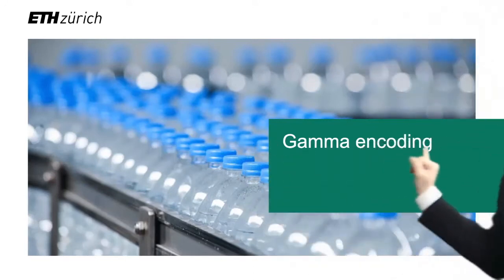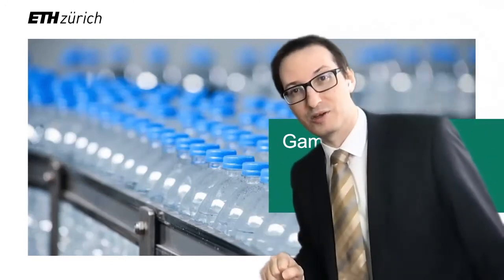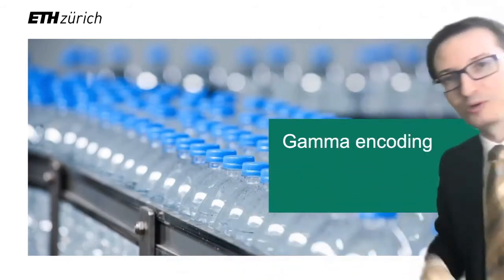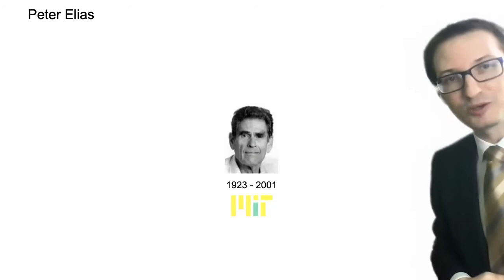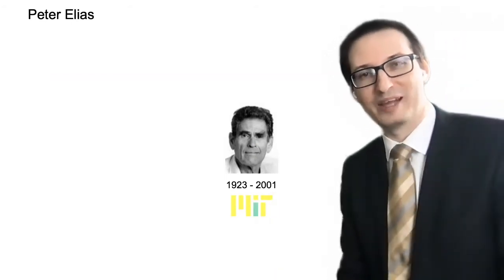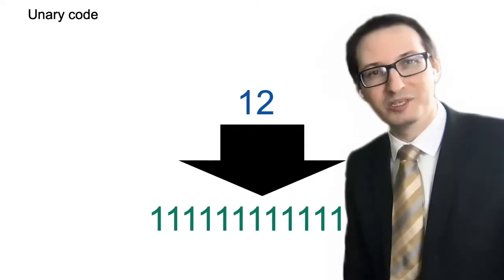It's called the gamma encoding because of Elias, the name of the researcher who invented it, and he called it the gamma encoding. Peter Elias, even I forgot his first name. So this is a researcher from MIT who contributed this beautiful encoding.